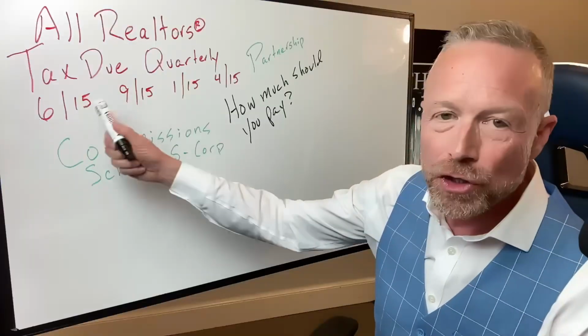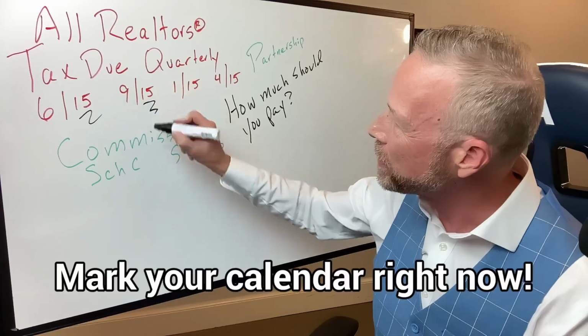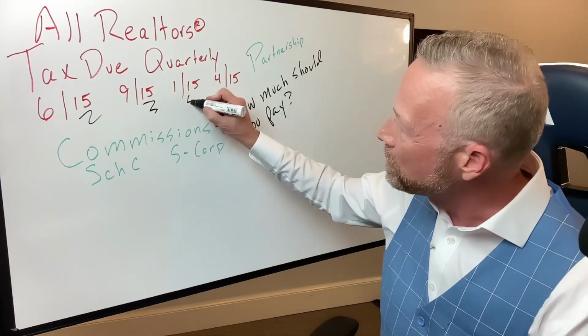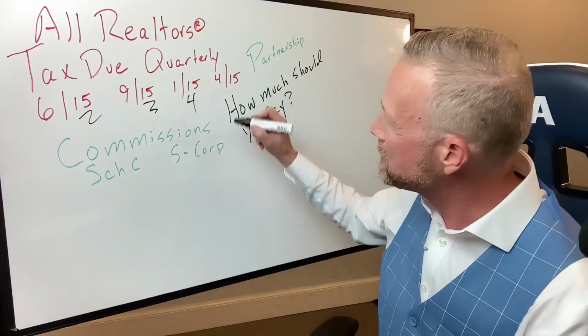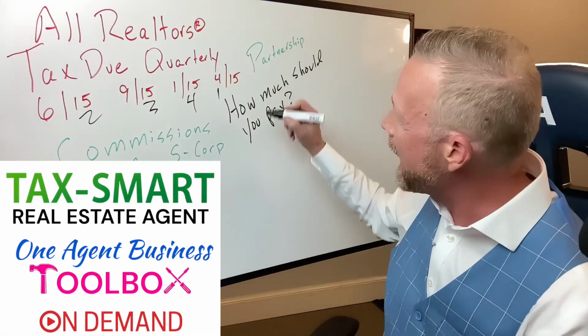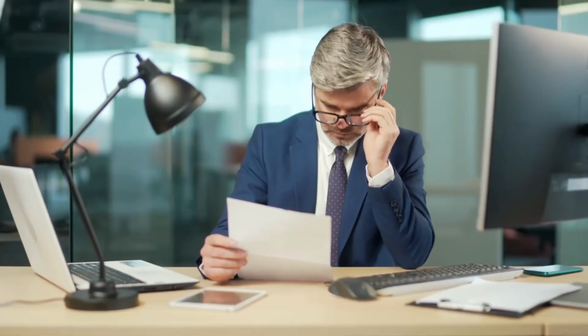The due dates: June 15th, that's second quarter. September 15th, third quarter. January 15th is fourth quarter, and it starts all over again on April 15th. That's quarter one.